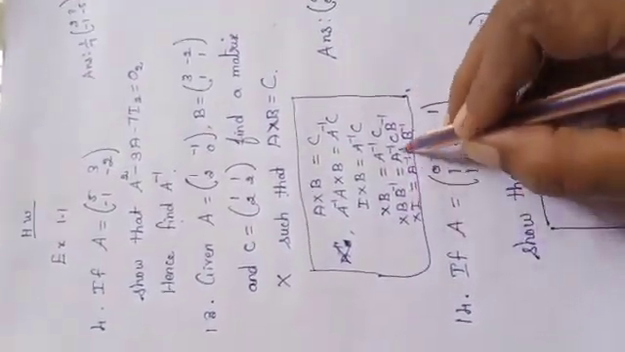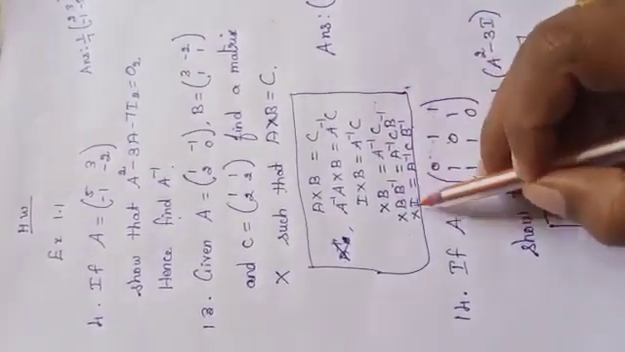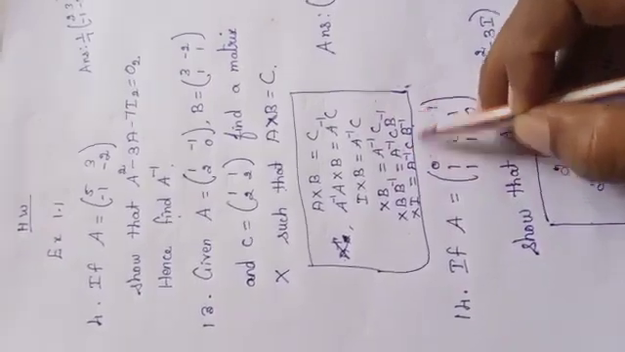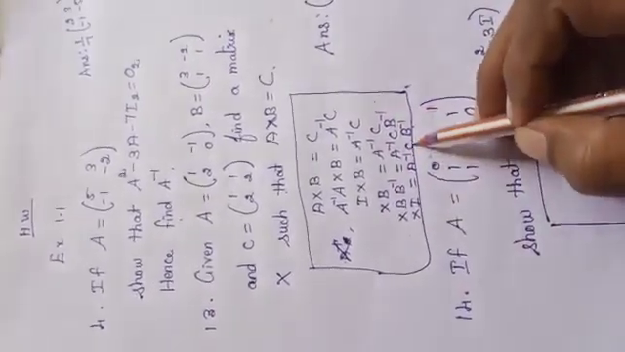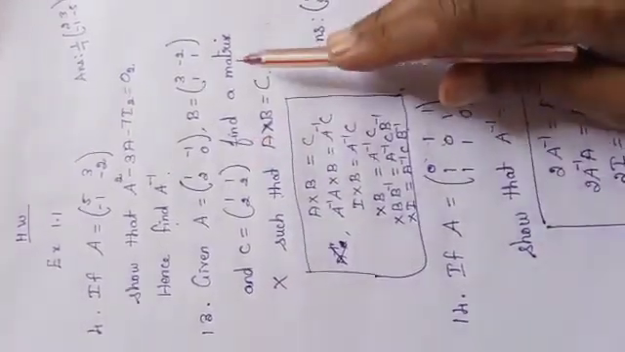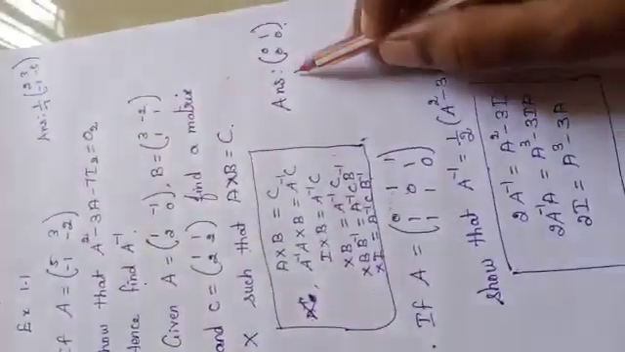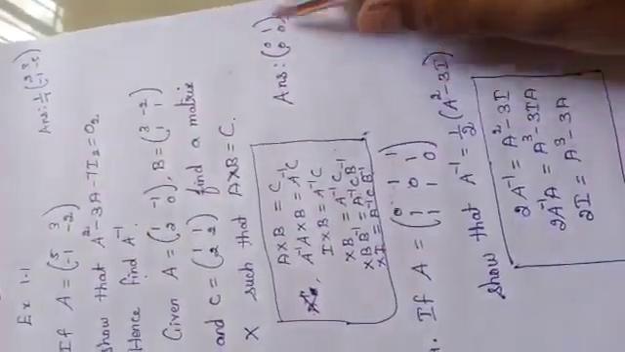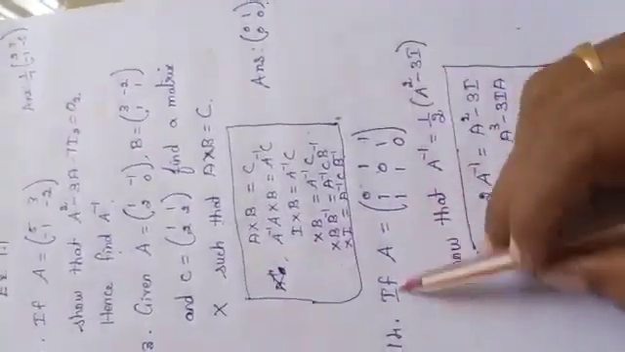X B B inverse equals A inverse C B inverse. B into B inverse is I. So X equals A inverse C into B inverse. Using A you can find A inverse, using B you can find B inverse, then substitute here and find X. The value of X is 0, 1, 0, 0. Check it out.